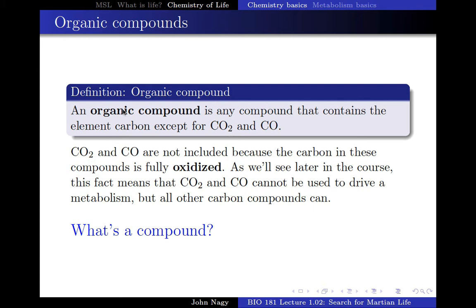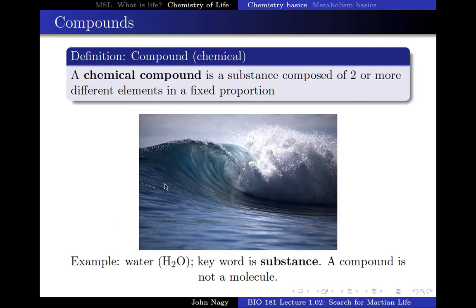But what do we mean exactly by compound? That's the next question. What exactly is a compound? Again, compounds are things you've heard of before. They're related to molecules, and you probably know something about this, and you probably should because you've taken a chemistry class. But basically, the technical definition of compound is this: a chemical compound is any substance composed of two or more different elements in a fixed proportion.